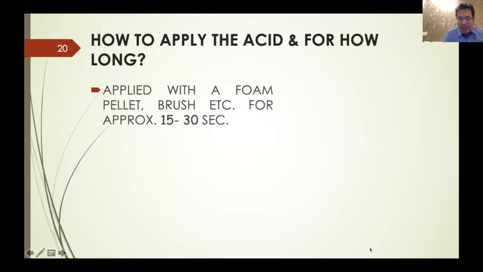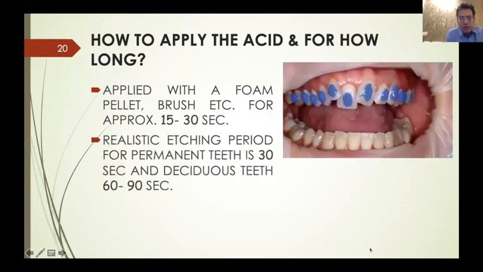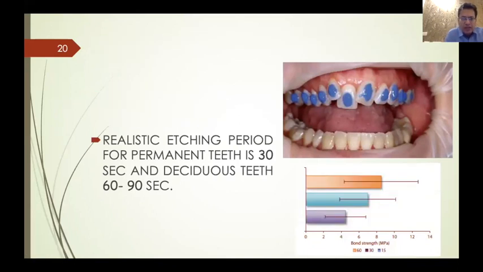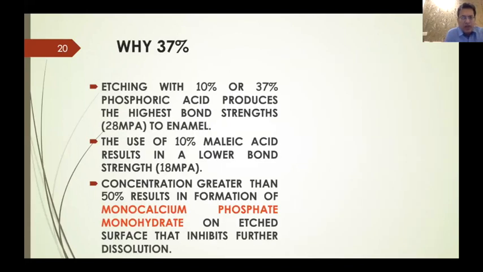So now, in the midst of it, we need to know how to apply the acid and how long it should be applied. It should be applied with a foam pellet and brush for about 15 to 30 seconds. The realistic etching time for permanent teeth is about 30 seconds, and for deciduous teeth, it is more. We'll come back to why it's more, and the bond strength that would be acquired with this particular setting. Now, why 37% phosphoric acid?